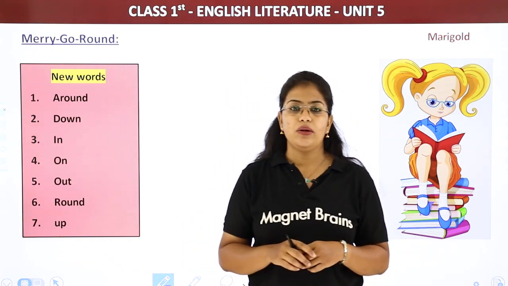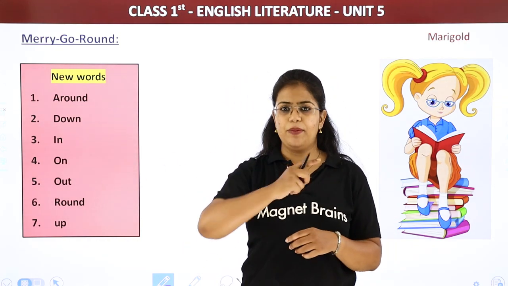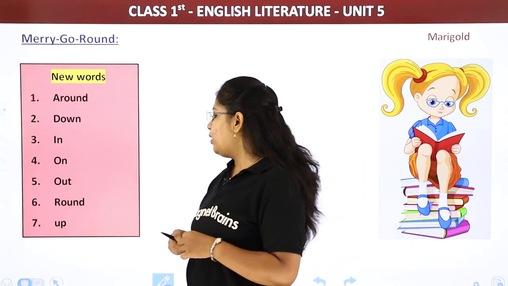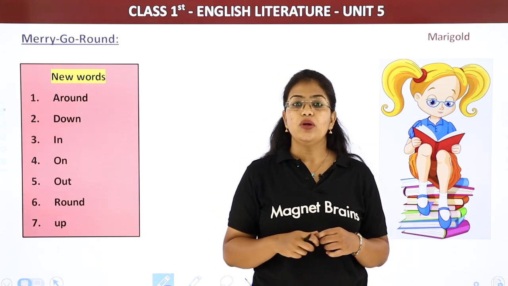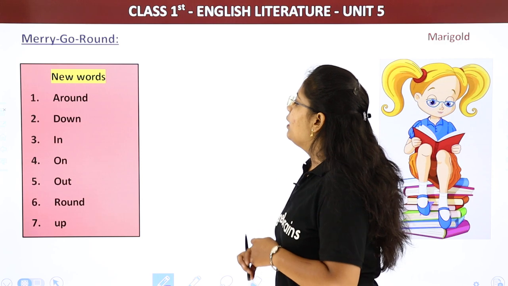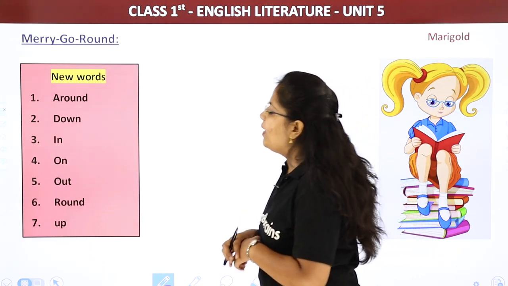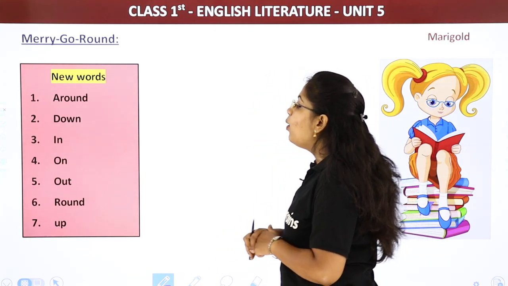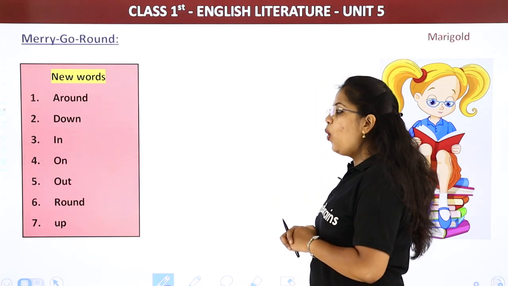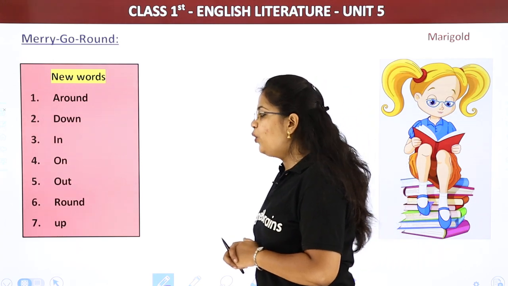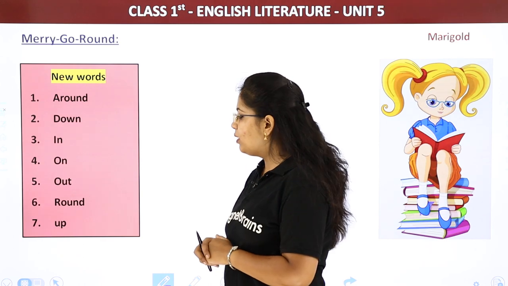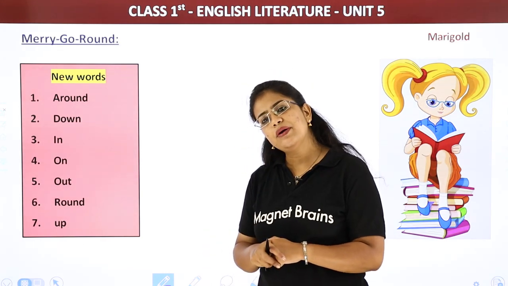R-O-U-N-D, round. Around was aspas, chakkar mein. R-O-U-N-D, round means circle. U-P, up. Theek hai? We'll read it once more. A-R-O-U-N-D, around. D-O-W-N, down. I-N in, O-N on, O-U-T out, R-O-U-N-D round, U-P up. Theek hai?